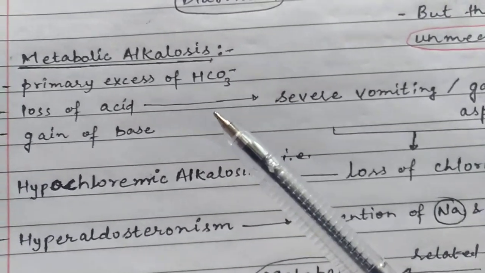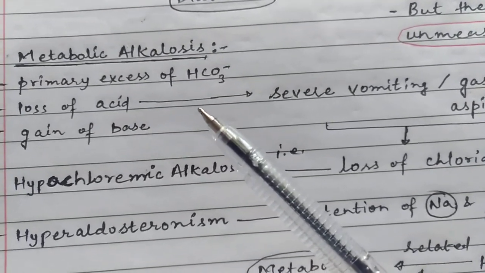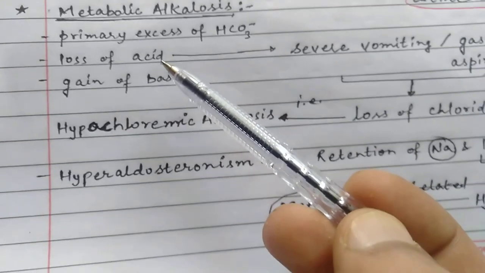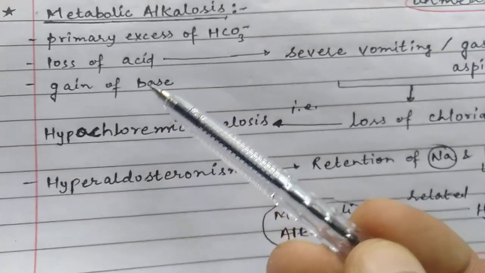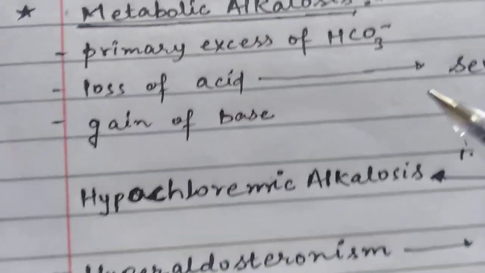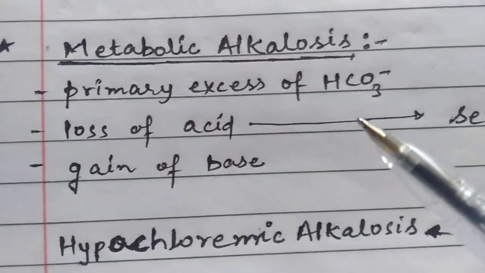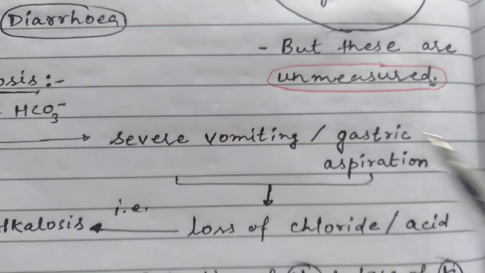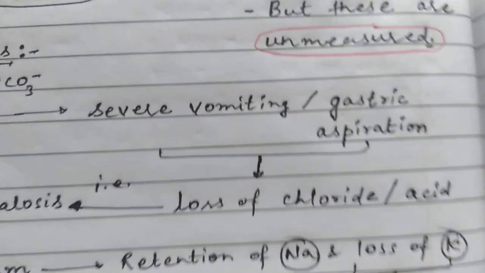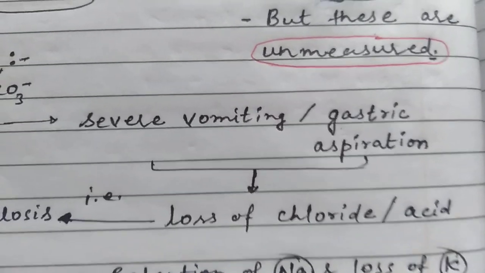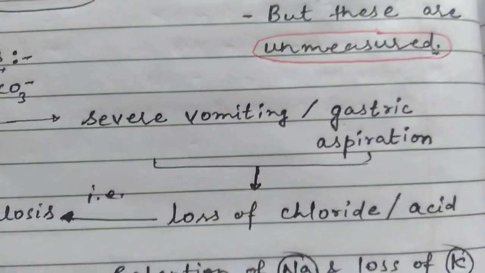Why does this metabolic alkalosis occur in our body? It is because of two things. First, loss of acid. Second, gain of base. And why does the loss of acid occur in our body? Due to two main reasons: severe vomiting and gastric aspiration. Because of severe vomiting and gastric aspiration, loss of acid takes place.